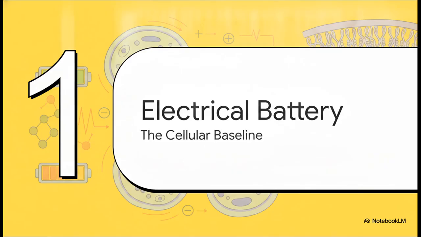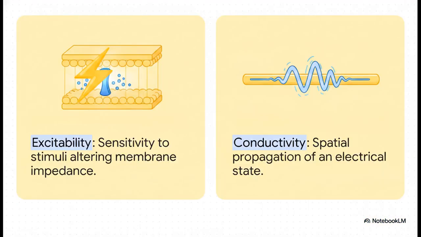Section 1. The body's electrical battery. Let's start right at the baseline state of our cells. We really need to separate two foundational concepts here. You can think of a cell's excitability as essentially its flinch reflex, its ability to simply react to a stimulus and change its membrane state. But completely separate from that is conductivity. That's the cell's ability to actually take that reaction and send it down the line as a moving spatial electrical wave.